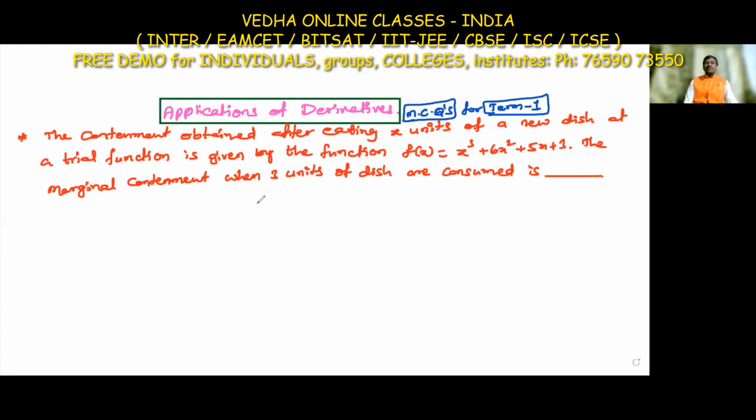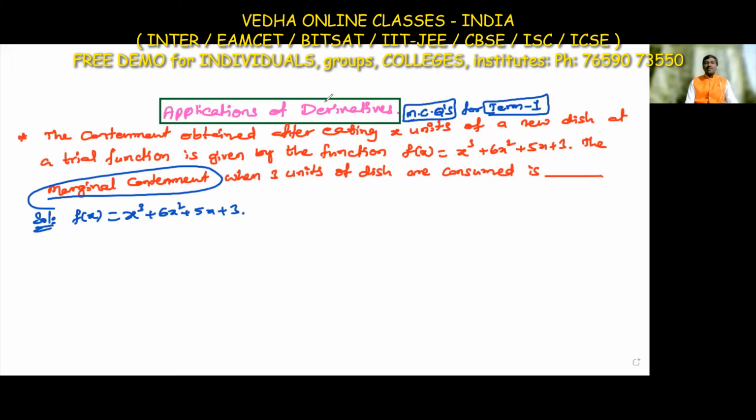Okay. So here, whatever the function is given, first write the function. So here, the given function is f of x is equal to x cube plus 6x square plus 5x plus 3. Okay. After that, he is asking the marginal containment.